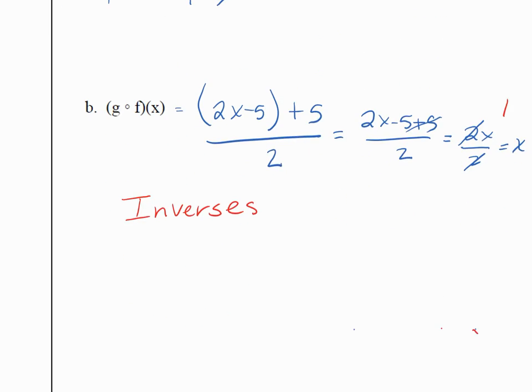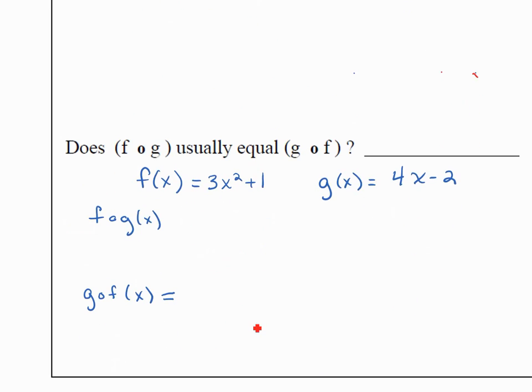So we might want to ask a question: does f composed with g of x usually equal g composed with f? Does the order matter? And the answer is normally they do not equal each other. Normally they do not. So this is another way of saying that the order does matter.